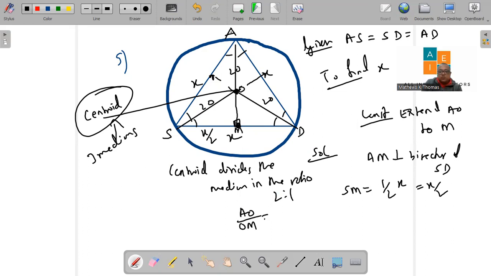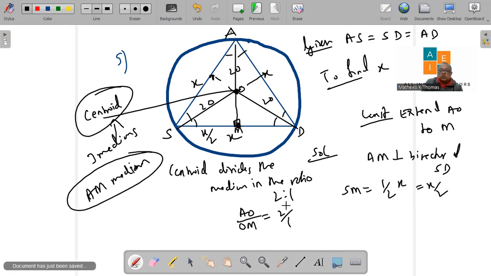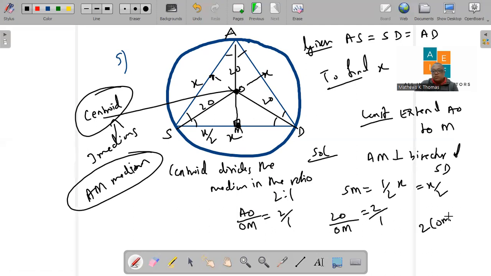So AO by OM will be 2 by 1. This whole line AM is the median. If AM is the median, the centroid divides AM into two parts: from A to O is 2 parts, and O to M is the smaller portion, 1 part. AO is given already as 20. OM we do not know. The ratio AO by OM will be 2:1. So twice OM is 20. So OM will be 20 by 2, that is 10. So we know that this is 10.